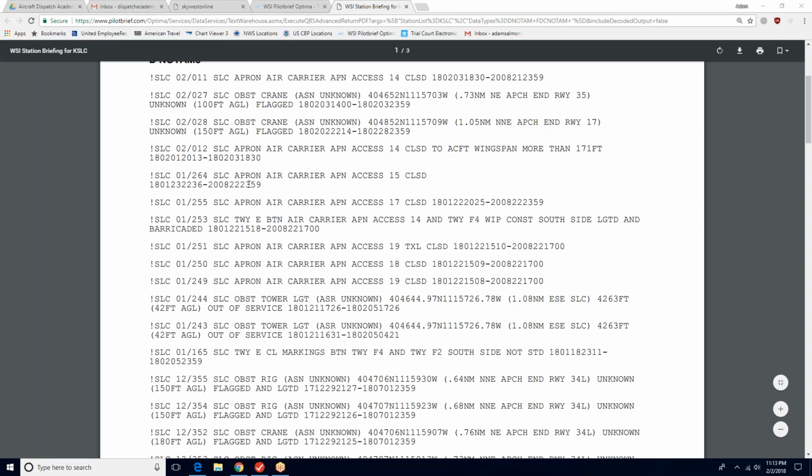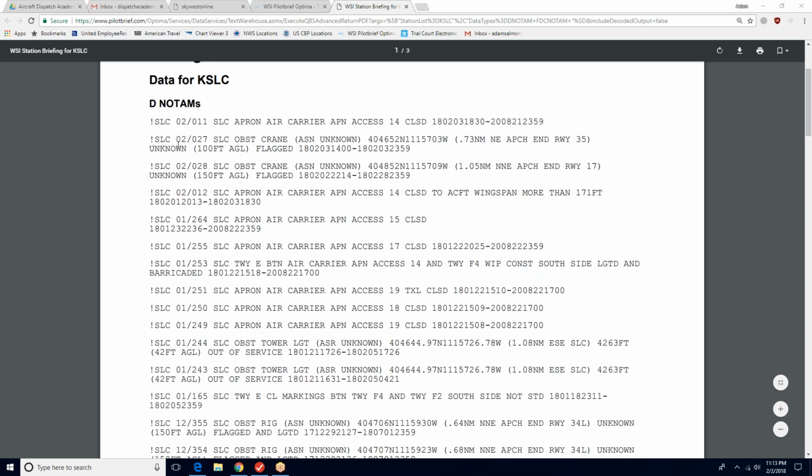Now, obviously, I still want to go through some of these and talk about them, so you can learn some of the acronyms. But just know that none of these NOTAMs are of any concern to a dispatcher. So I'll start reading at the top here. Salt Lake City, this is the month of February, NOTAM number 11, so the 11th NOTAM of February. The category is for the apron. The air carrier apron access, number 14, is closed.